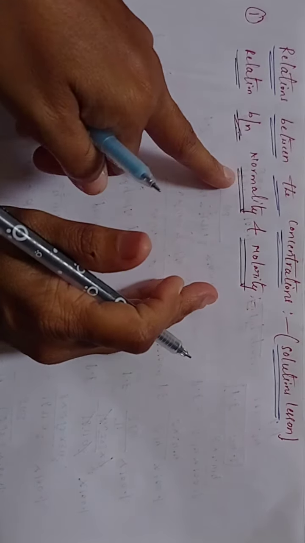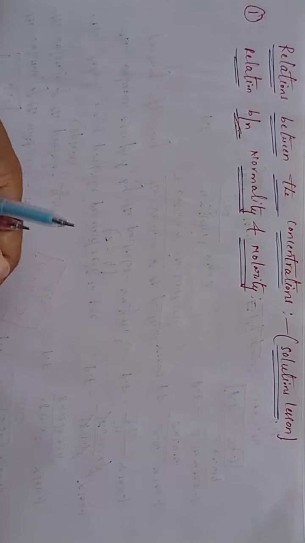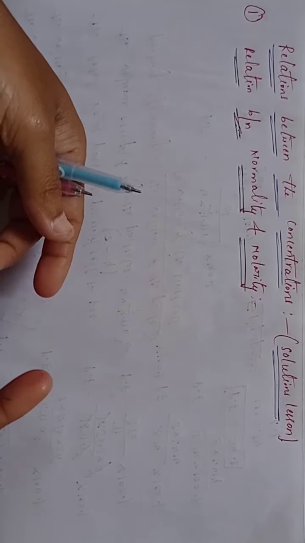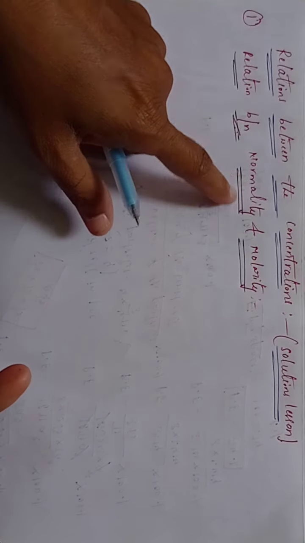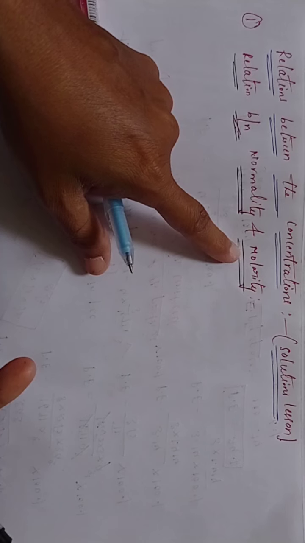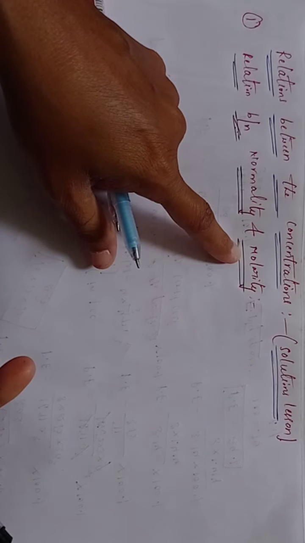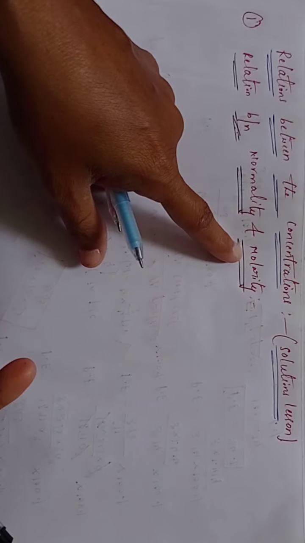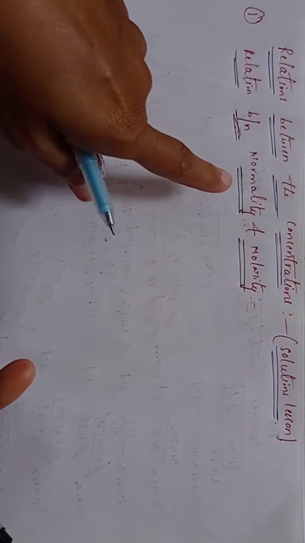Now see, students, what is normality? The number of gram equivalents of the solute present in 1 liter of the solution. That is normality. Molarity is nothing but the number of moles of the solute present in 1 liter of the solution. That is molarity. So normality is represented by capital N, molarity is represented by capital M. So what is the relation?